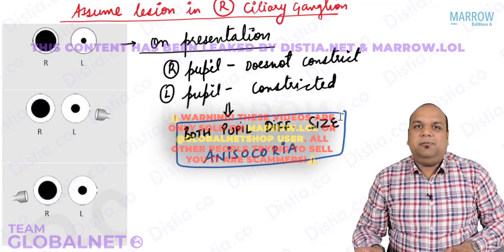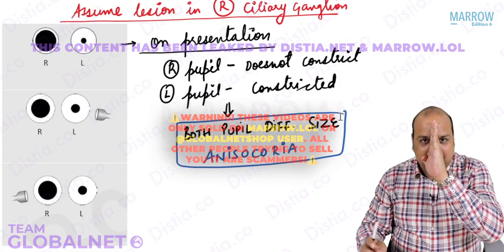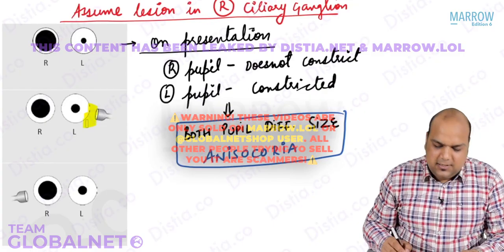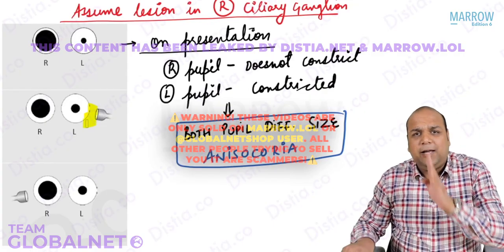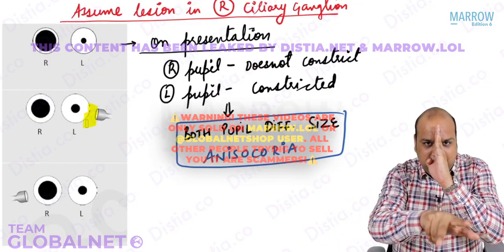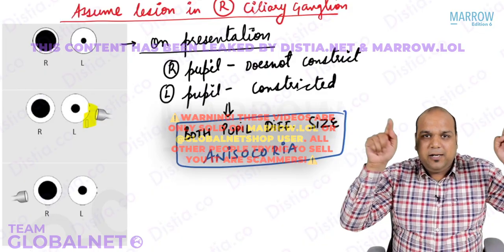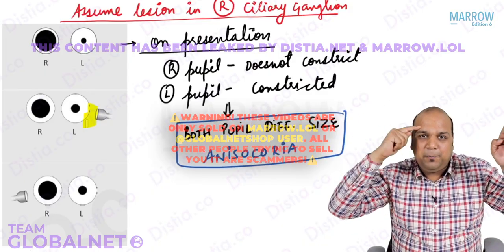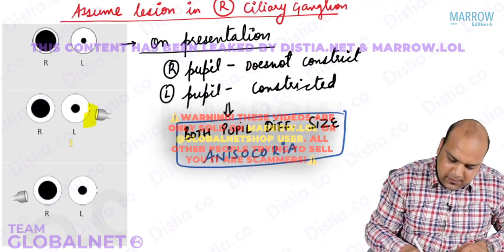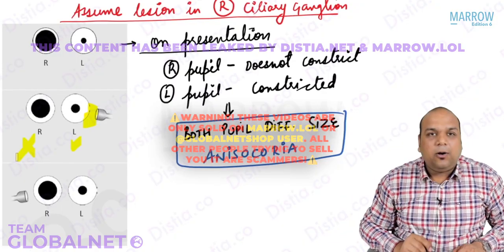Now the patient comes to you. You ask the patient to hold his or her hand. You throw light on the left eye, which is the normal side, everybody. I just now explained the pathway, I will explain it again. Left eye, left optic nerve, optic chiasma, left optic tract, left pretectal nucleus, both Edinger-Westphal, both oculomotor, both ciliary ganglion. Left ciliary ganglion is functional. Left pupil will constrict. Right pupil will not constrict. Can you see? Left pupil has constricted. Right pupil has not constricted.